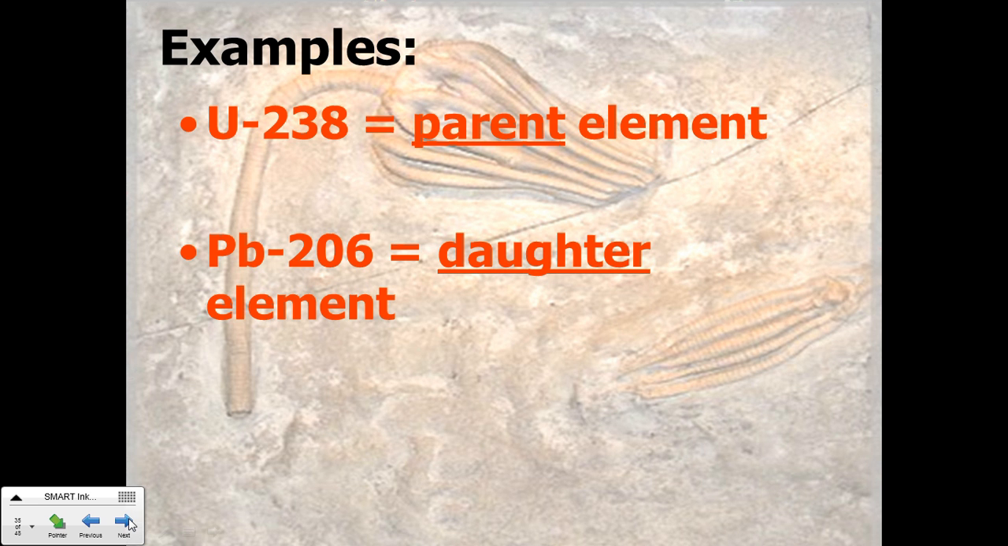So uranium-238 is the parent element. It's what we start out with. Before someone can have children, you've got to have the parent. And then the child, in this case, is called the daughter. What it breaks down into is lead-206. So whatever you start with is the parent. What it breaks down into is the daughter.